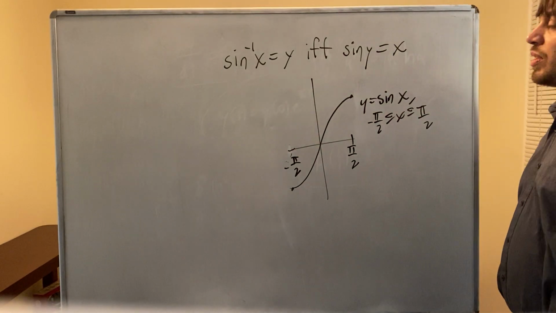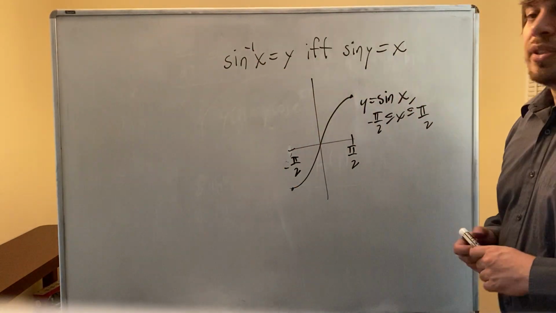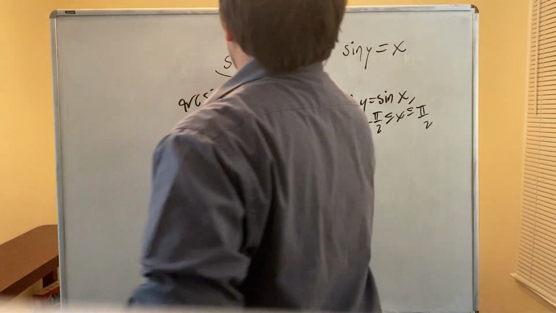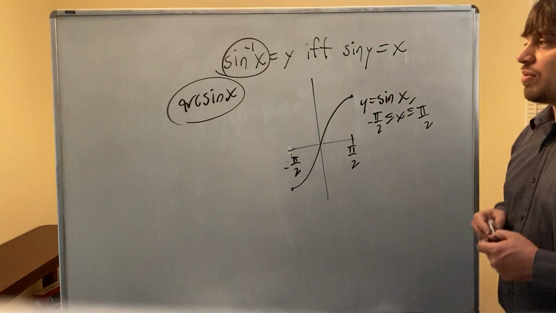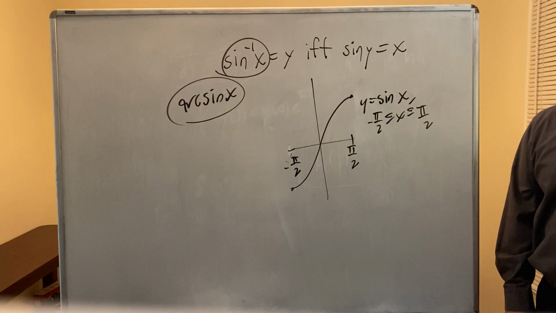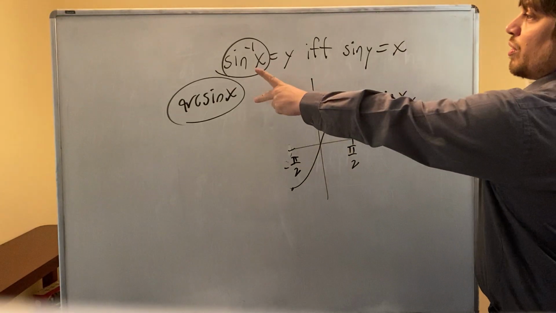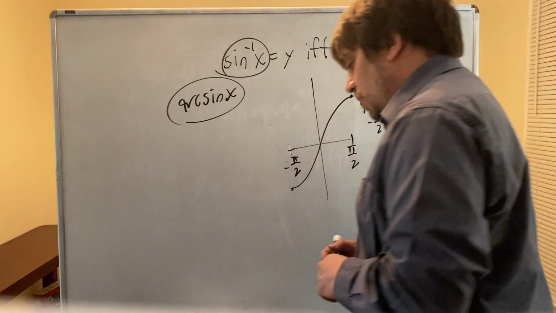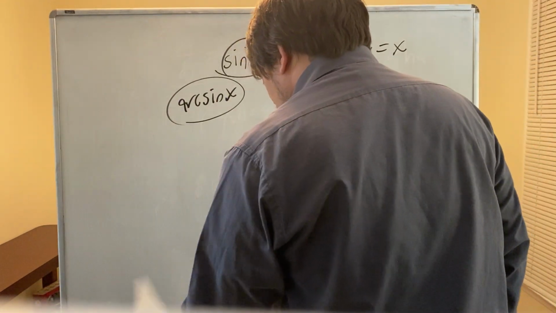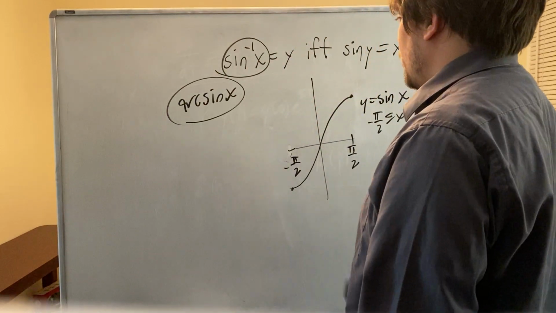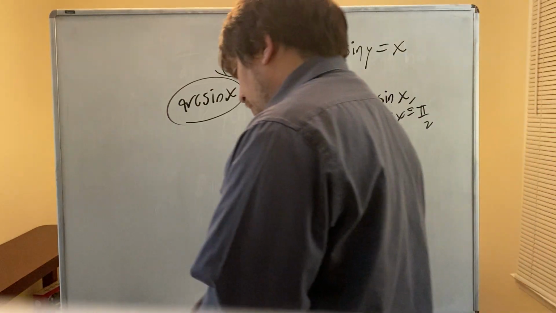So with the restricted domain, it passes the horizontal line test. So this has an inverse, and we denote it with that symbol. Another way to denote this function is arc sine x. It's just two different notations for the same function. That can be confusing, but arc sine x is the same as sine inverse x. They're two different representations of the inverse function of sine. So sine has its own inverse, sine inverse, where we restrict the domain to this.